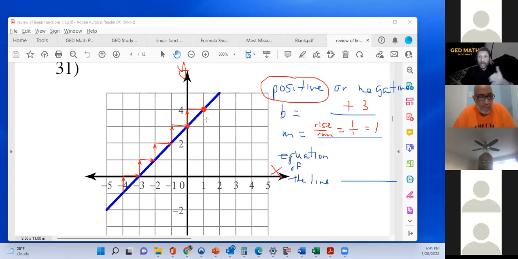So if the slope was 3 over 2, up 3, over 2, you're going to be on the line. Does everybody understand that? Yeah.